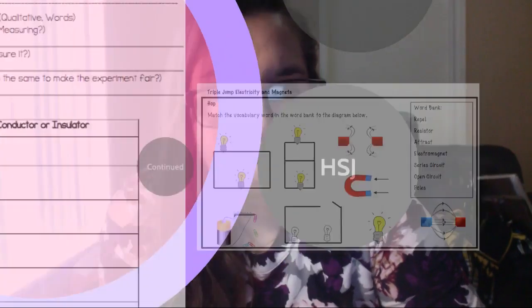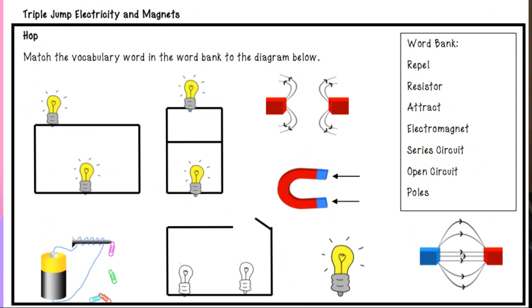Okay. So now we're going to be doing the hop, skip, jump. You need to take all of the words from the word bank and match them to the pictures that you see.